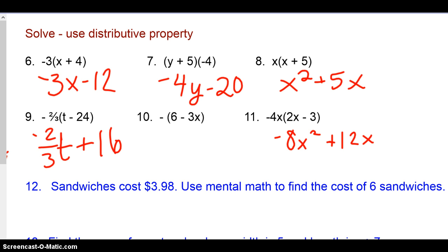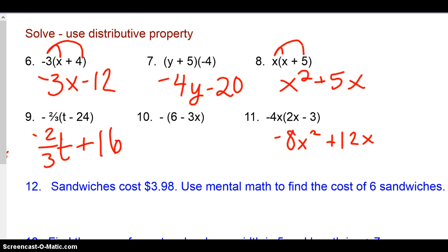Alright, so this first one, I would get negative 3x and minus 12. If you put plus a negative 12, is that okay? You bet it is. Number 7, I would get negative 4y minus 20. Again, plus negative 20 is just fine. Number 8, x times x, x squared. Then x times 5 is 5x. Somebody might say, could I have x5? You could, but just mathematically, algebra people like putting the letter first.